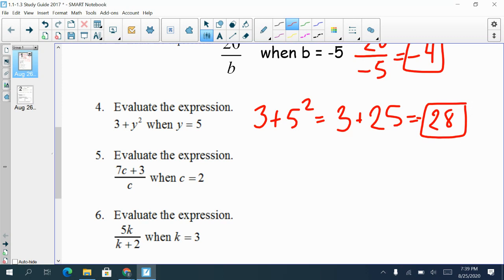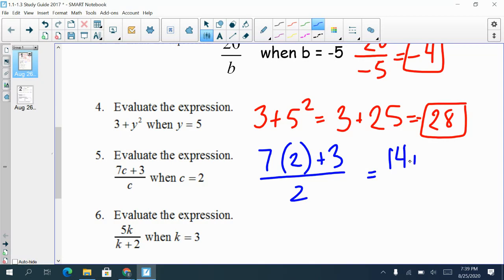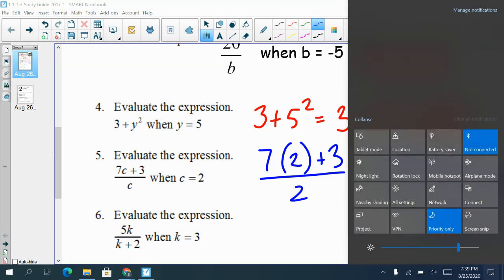Evaluate the expression when c equals 2. So 7 times 2 plus 3 over 2. So we are going to do multiplication first. So 7 times 2 is 14 plus 3 over 2. 14 plus 3 is 17 over 2. That really can't reduce. So 17 over 2, or 8.5.